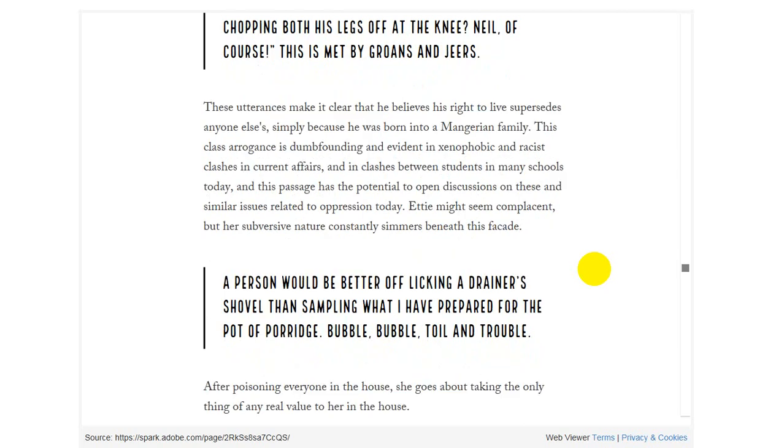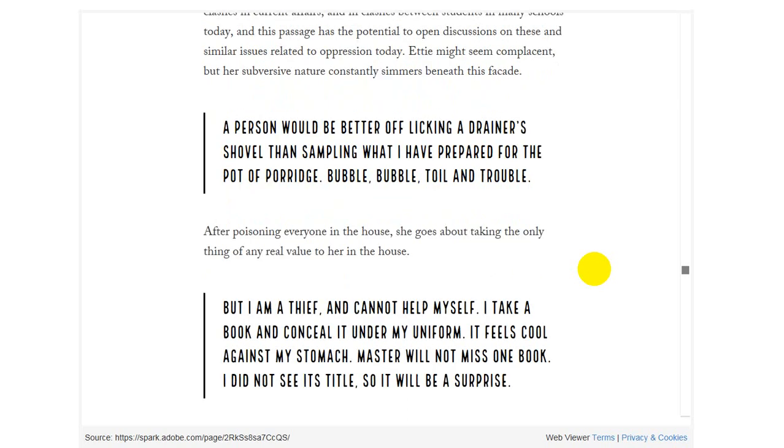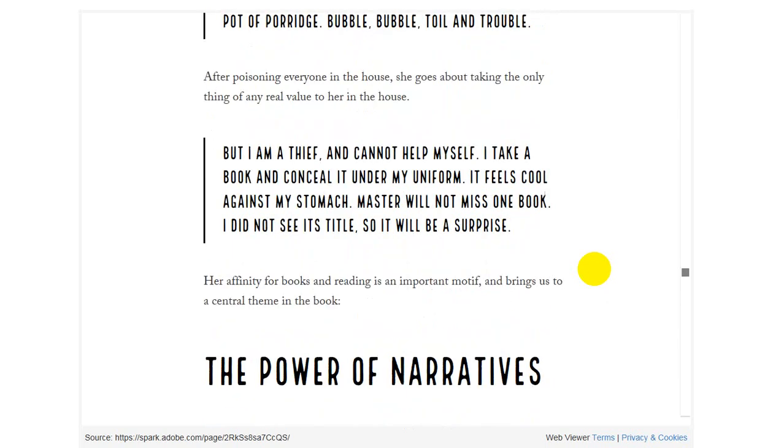Etty may seem complacent, but her subversive nature constantly simmers beneath this facade. "A person would be better off licking a drainer's shovel than sampling what I have prepared for the pot of porridge. Bubble, bubble, toil and trouble." She's about to steal a book from Master's library, and so she poisons everyone in the house and goes about taking it, and admits that she's a thief and she can't help it. And she just makes it so hard to like her, really.